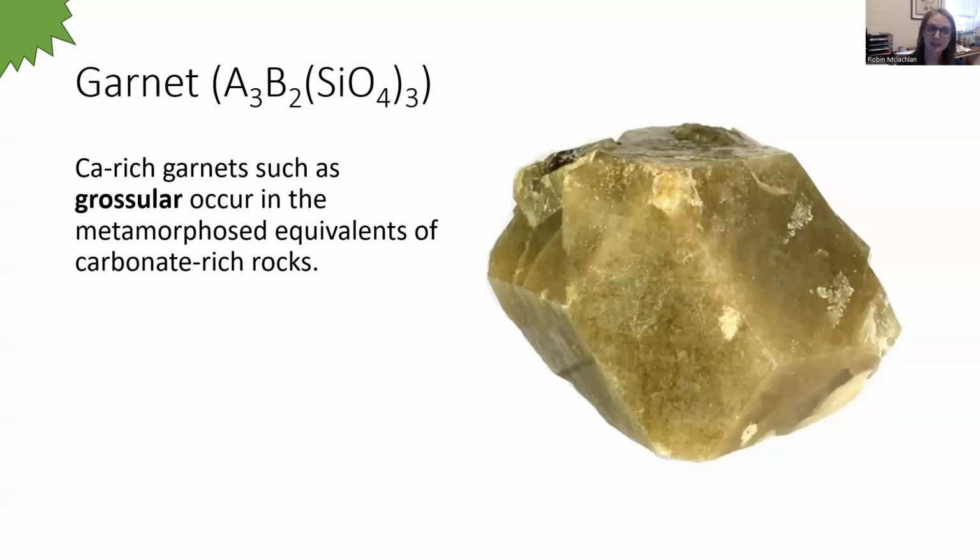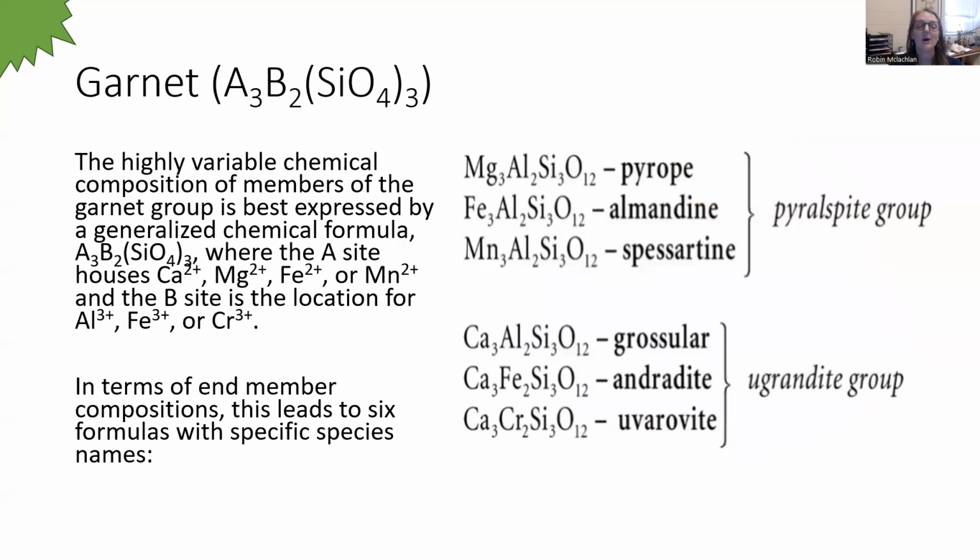Those that are rich in calcium are called grossular, and they are very common in metamorphosed carbonate rocks. Okay. So you've noticed in class that we have samples of both red and green garnet. That's because we have both almandine and grossular garnet. Right? Now, the highly variable chemical composition of garnet means that there's a lot of different end members, right? Again, as I said, those A and B sites there can be filled in by a lot of different combinations.